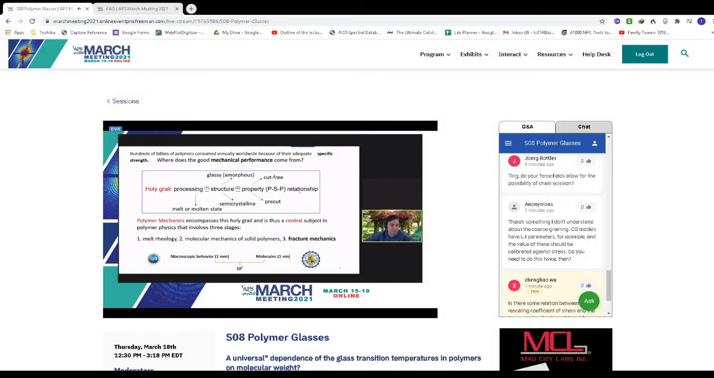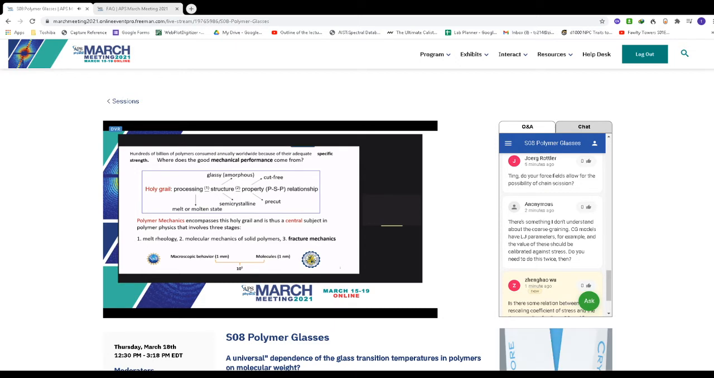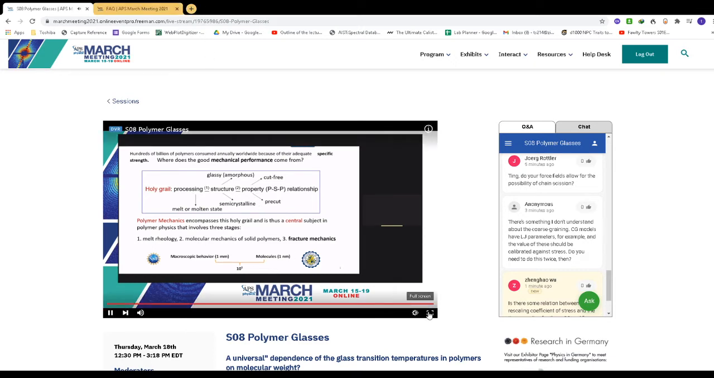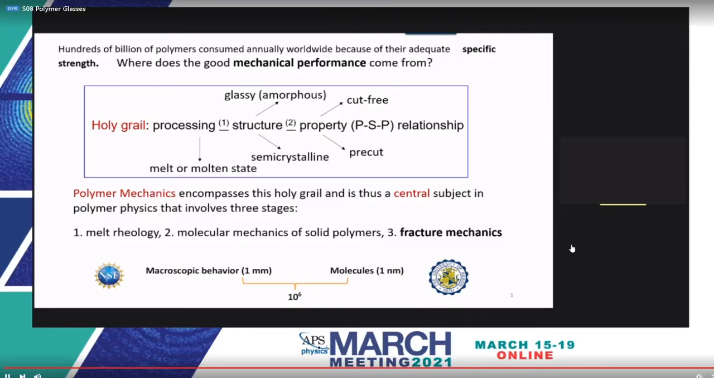In any case, this is a new topic for us. I'm investigating this relationship between processing, structure, and properties. It's a very large subject. We deal with it in three parts.